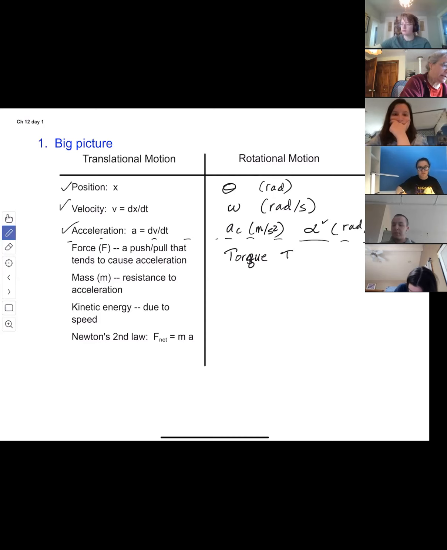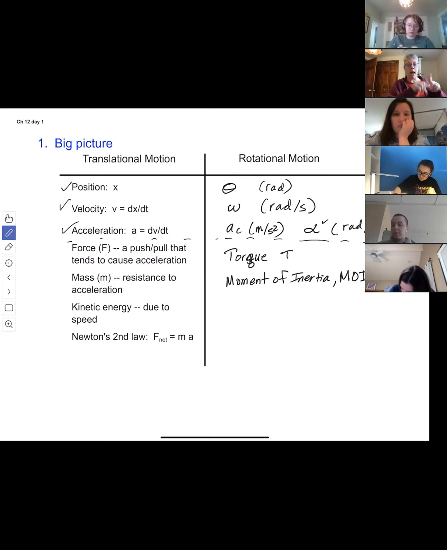For mass, the equivalent is called moment of inertia, which is 3 words. It's going to take me a minute to write. Moment of inertia. And to the extent that inertia is like mass, moment of inertia is the rotational equivalent of mass. I often abbreviate it as MOI, and if you looked at my comments on your PCCI questions, I often put MOI in there for moment of inertia. But when we're using it in equations, we usually just use capital I.